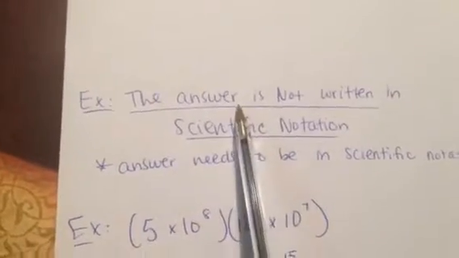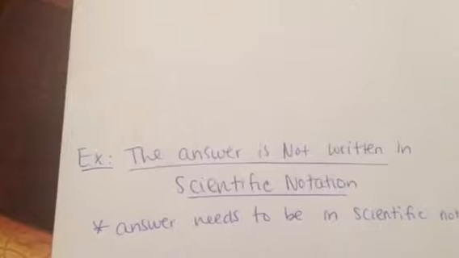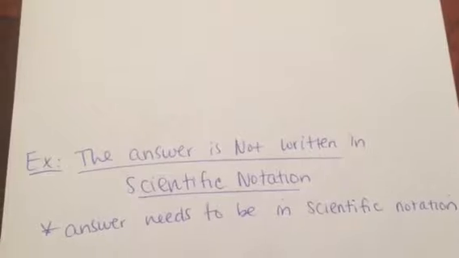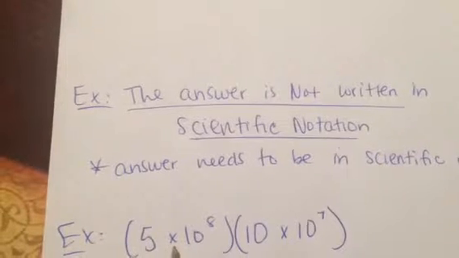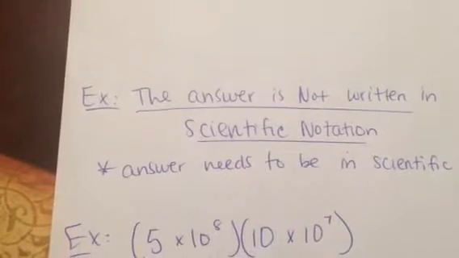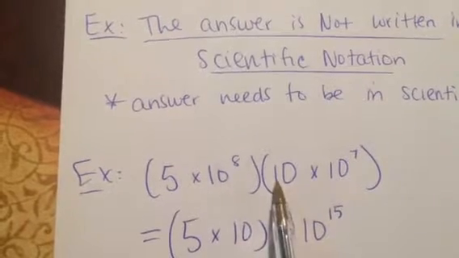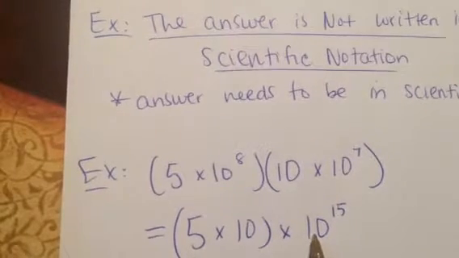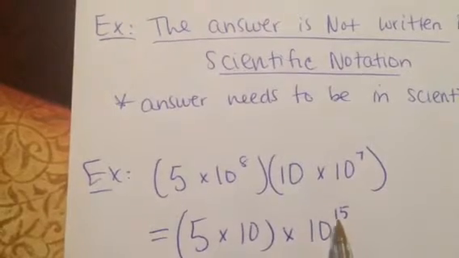Another example would be the answer, meaning you did a whole problem, but the answer is not written in scientific notation. And we know that answers always need to be written in scientific notation. Here's a problem. We're multiplying these two numbers, 5 times 10 to the 8th multiplied by 10 times 10 to the 7th. Remember, when you multiply, you pull out the first factors, 5 and 10, and you multiply them. And then you keep the base 10, and you add the exponents.